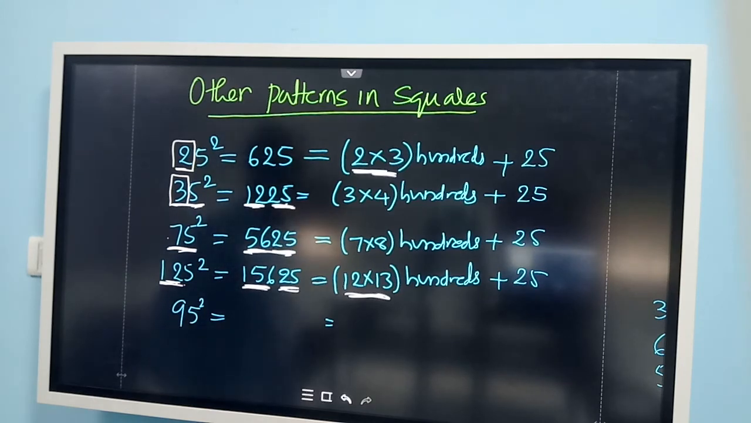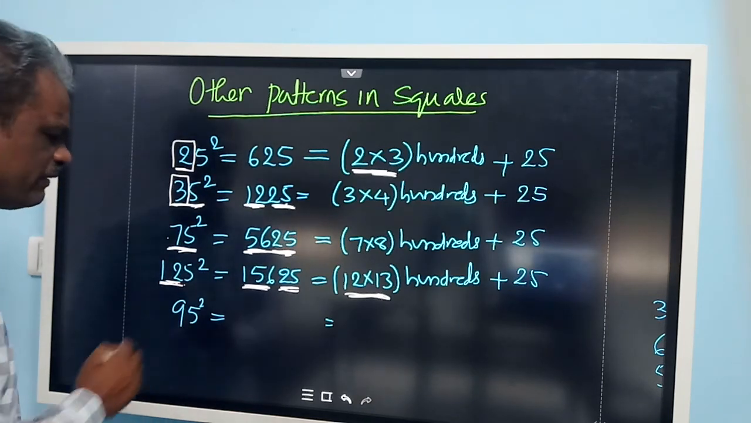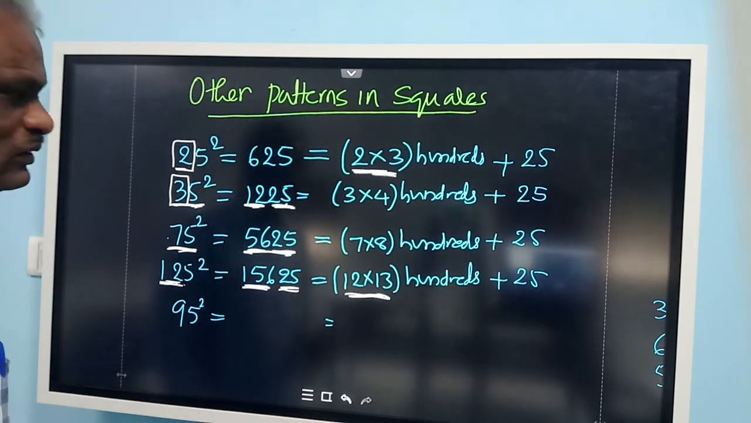Very easy to multiply if the numbers end with the digit 5. Look at this now. You tell me how to find the square of 95 using the same pattern.